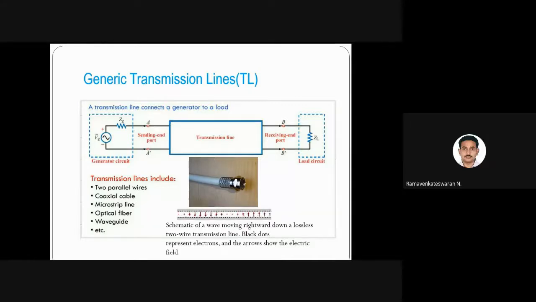There is a ZG, which is the source impedance, our generator impedance. This is the sending end port and the receiving end port, and this is a typical cable. I just kept it for this example. These are the different types of transmission lines, and this shows how the electromagnetic signal will flow.